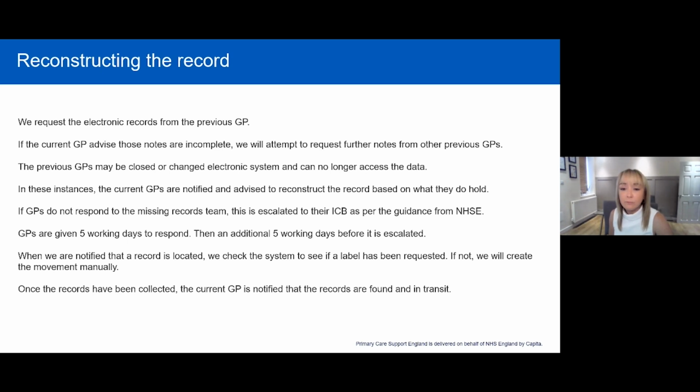Now, when we are notified a record is located, we check the system to see if a label has been requested. If not, we will create the movement manually. And once the records have been collected, the current GP is notified that the records are found and in transit.